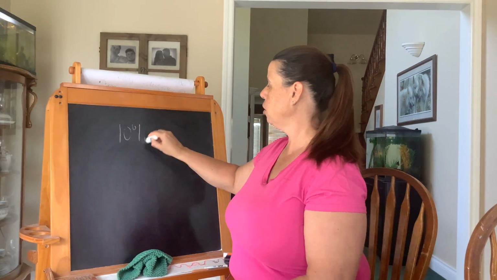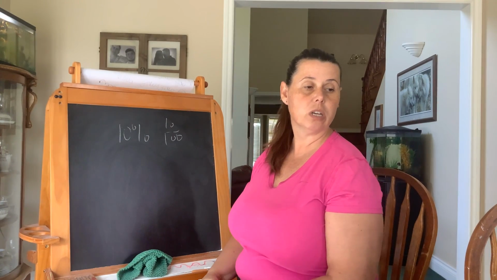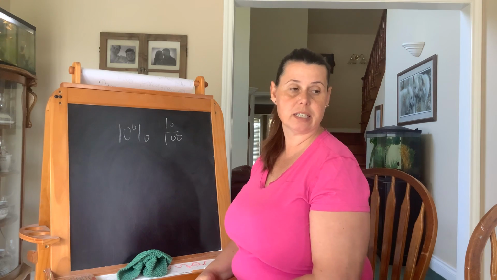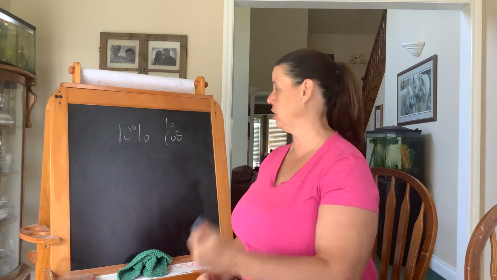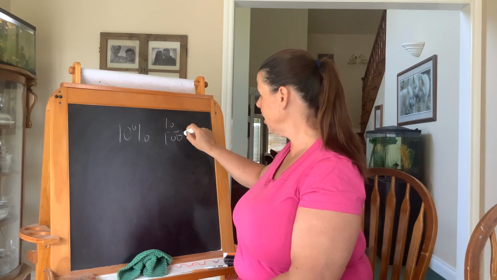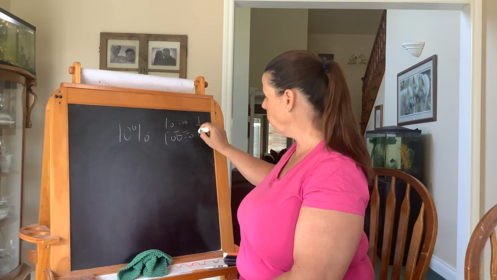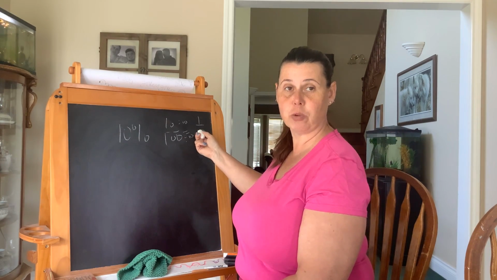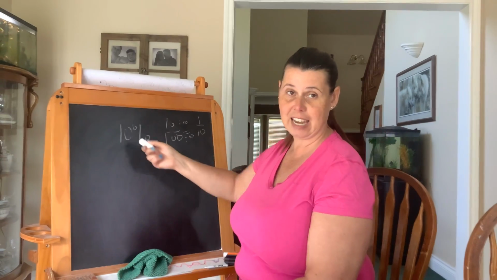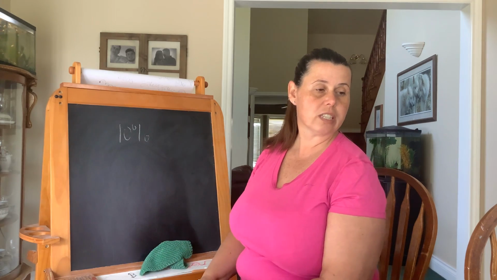Okay? 10% is short for 10 out of 100, right? So we need to find 10% of each number, which is exactly what we were doing in the first question. Because remember, 10 out of 100, if I divide this by 10 and I divide this by 10, I end up with 1/10. So we were finding 1/10 in the first question. We're finding 1/10 again. 10 out of 100 is 1/10.